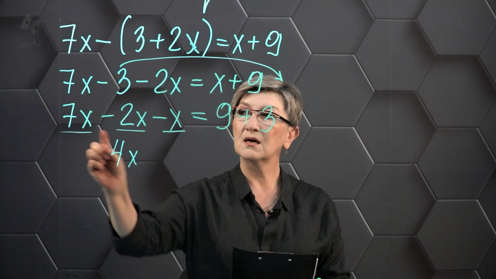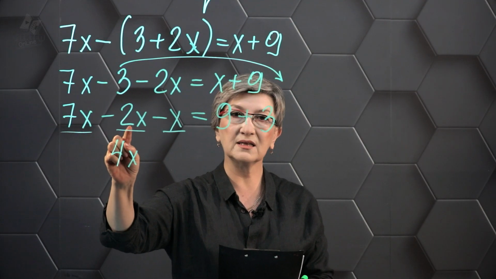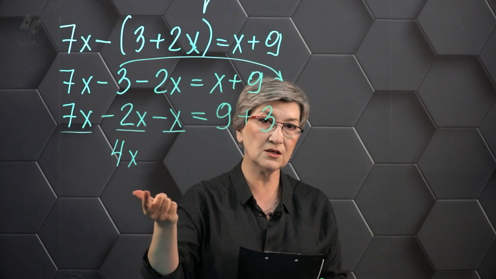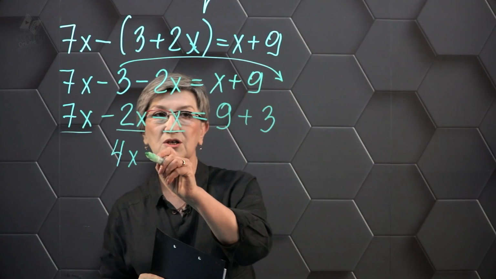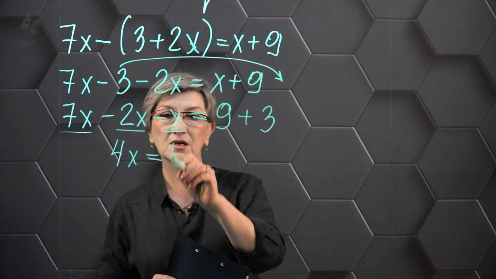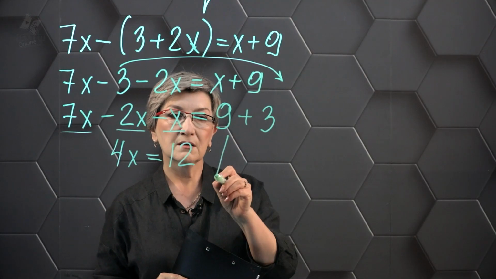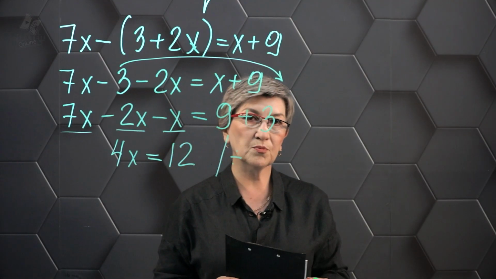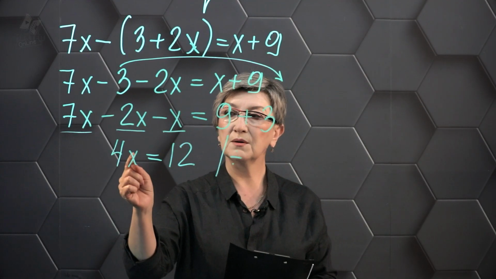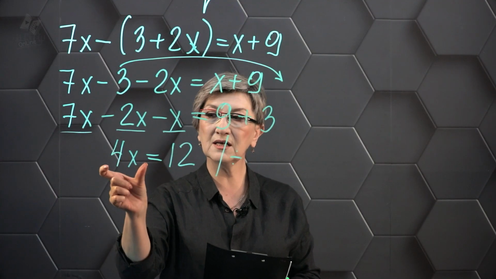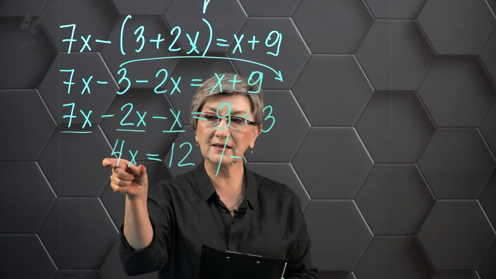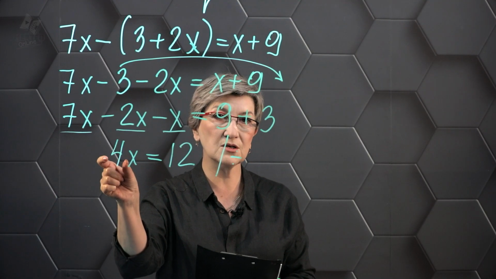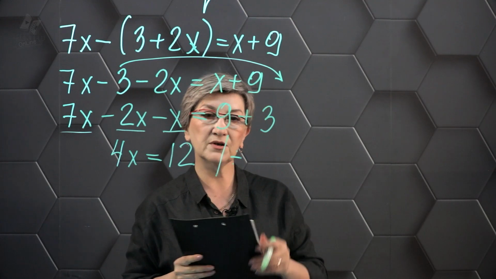Therefore, 7 minus 2 is 5. 5 minus 1 is 4. The result is 4x equals 12. 9 plus 3 is 12. We apply another rule when solving equations. Note the coefficient that is written next to our variable. It's a factor of 4, so I'm dividing the whole equation by 4.